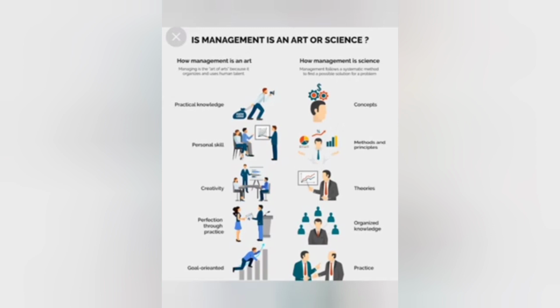So how management is an art is because of the practical knowledge. Start writing, make a heading and then do the stuffing. Because of the practical knowledge. And then personal skill. Everybody should possess certain skill, so then only they will be able to manage it.